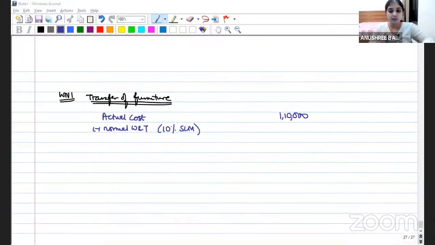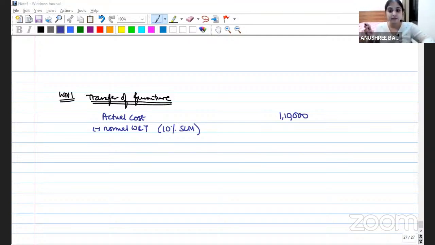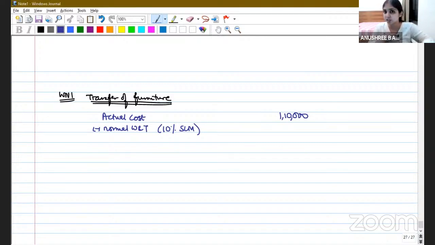Are we all clear with this? Yes, we will calculate normal wear and tear only for the completed years. Any fraction we will ignore. So 1,10,000, 10% wear and tear, SLM. So every year it will be the same number for 4 years. How much do you get? 44,000 will be your wear and tear.